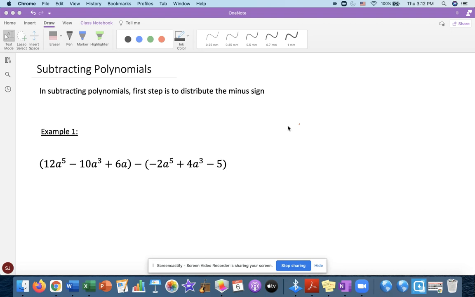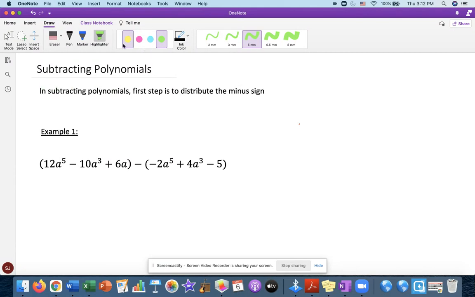Hi everybody! Today we're going to be learning about subtracting polynomials. Subtracting polynomials is very similar to adding polynomials. The biggest difference is that when it comes to subtracting polynomials, the first step is to distribute the minus sign. So let's take a look at the first example here.